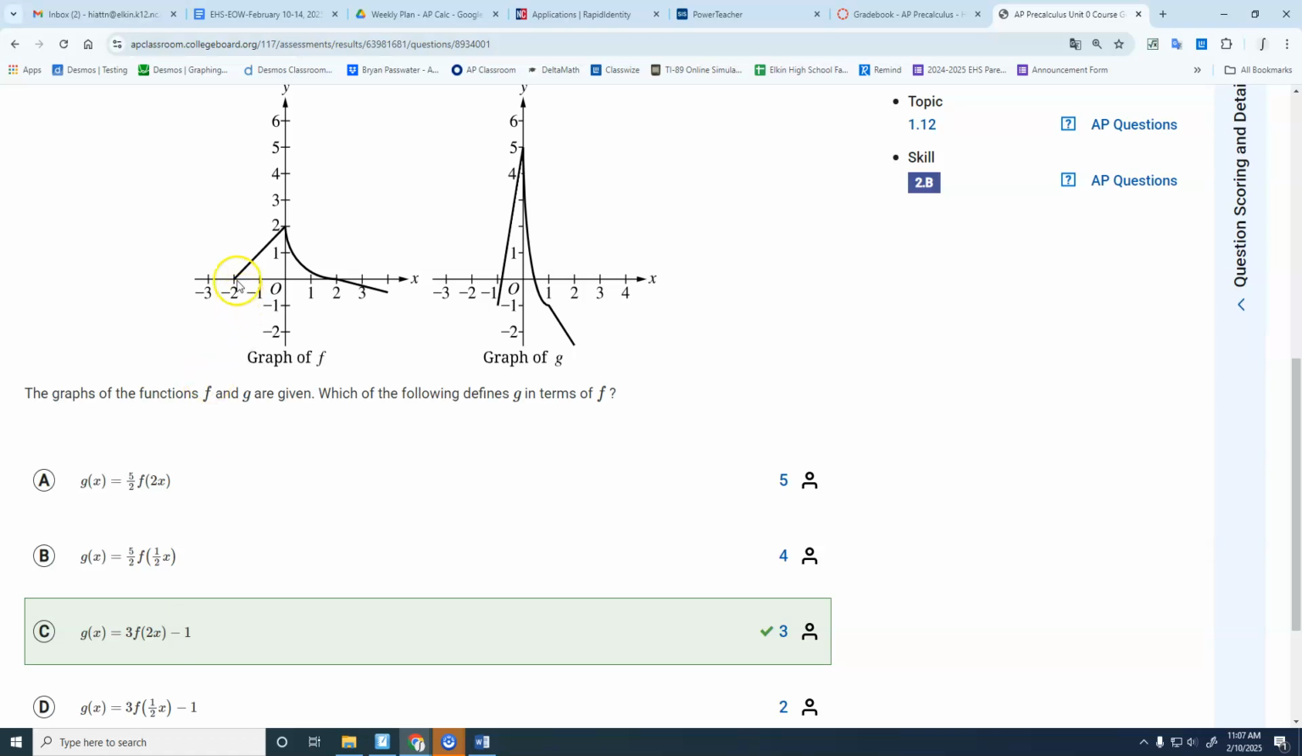Points on the x-axis or the y-axis really help you see if things have been moved up, down, left, or right. And then your domain and range can really help you on that, whether it's been shifted or whether it's been reflected or dilated. Okay.